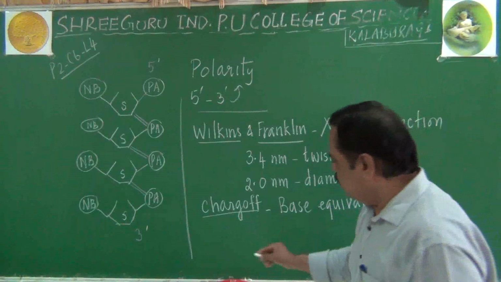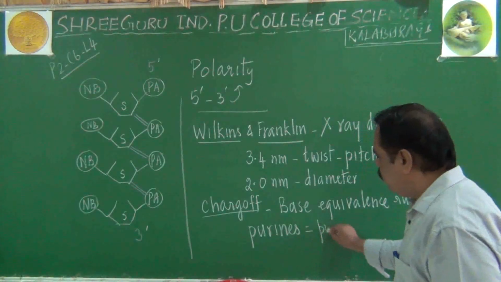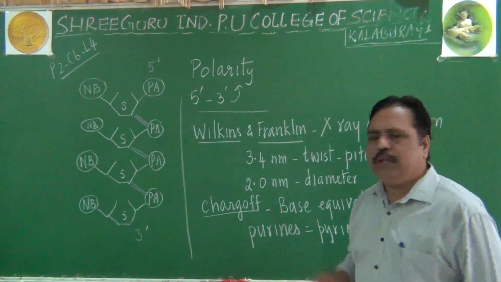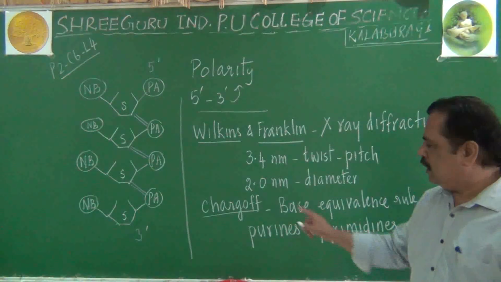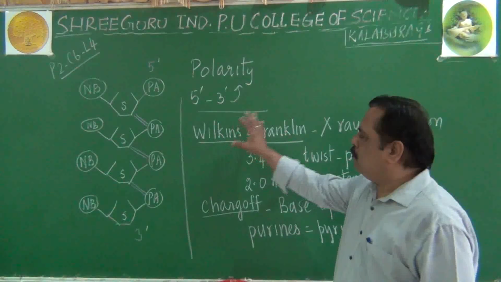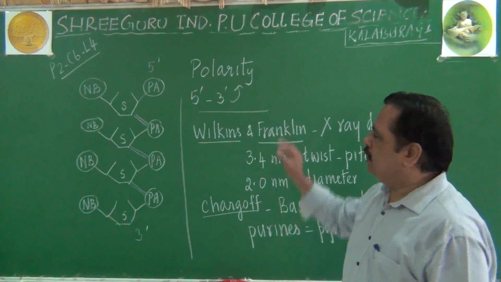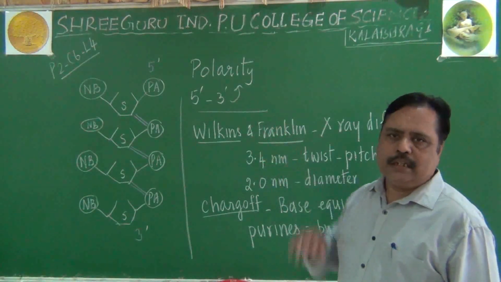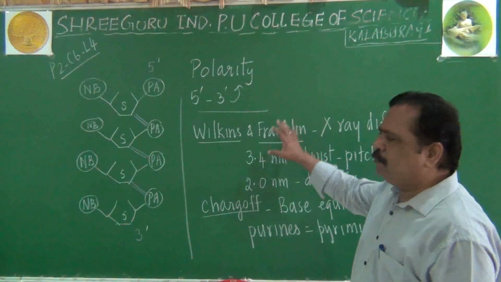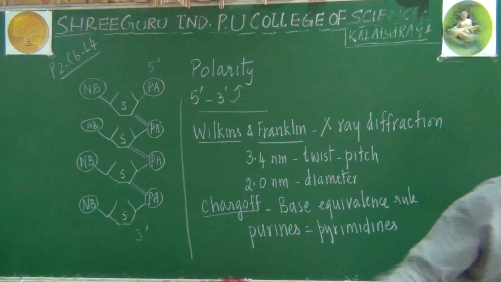According to Chargaff, the number of purines will be equal to the number of pyrimidines in a DNA molecule. So purines and pyrimidines will be equal to each other. That is called the base equivalence rule proposed by Chargaff. So based on these ideas, we have to propose the DNA structure. That is what was done by Watson and Crick. So I am going to explain to you about the Watson and Crick model of DNA. Very important 5-mark question. We will continue about that in 10 seconds. Just make a note.